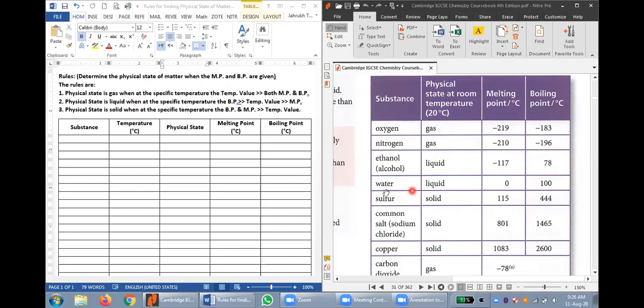Now look carefully, water is written as liquid because the melting point, which is 0, is smaller than 20, but 100 is greater than 20. Okay, so the boiling point value is greater than 20, sorry, the boiling point value is greater than 20, and the melting point value is smaller than 20. Hence, according to the rules, the physical state is liquid. So liquid is written next to water.